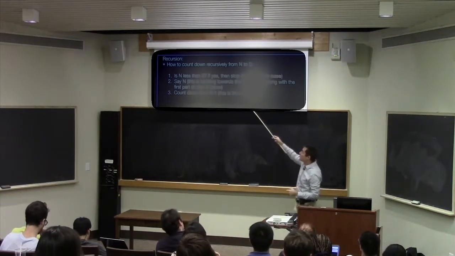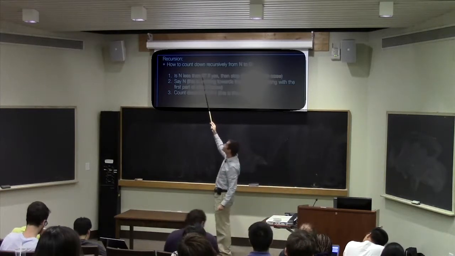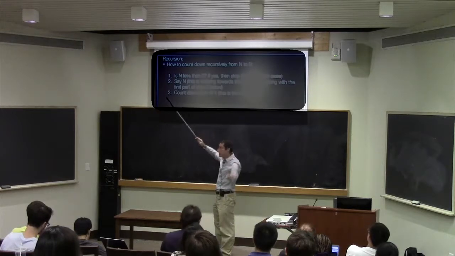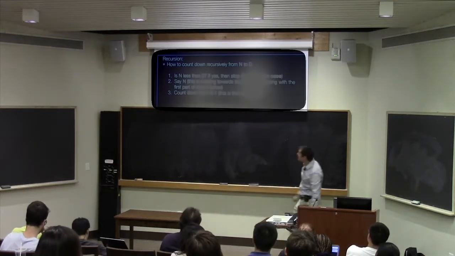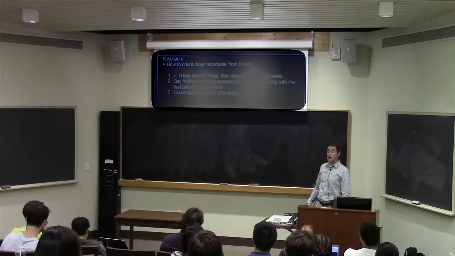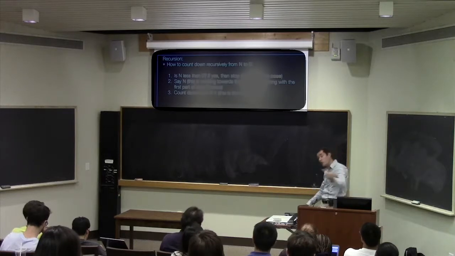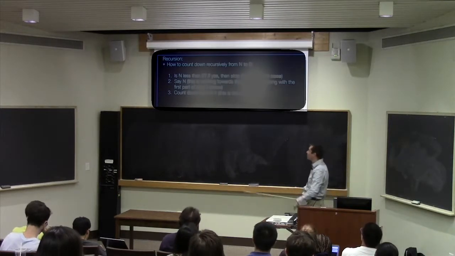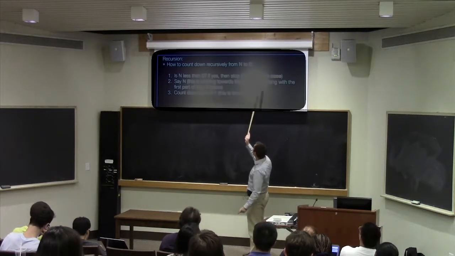But in this case, is n less than 0? This is checking the base case, right? If it is, we're done. We've counted down. We're done. And that's the base case. Then you actually say the number n, right? If we're counting down from 10, first you check, is 10 less than 0? No, so 10, right? You say it. You print it out to the screen in the case that we're going to do. That's actually kind of working towards the base case.